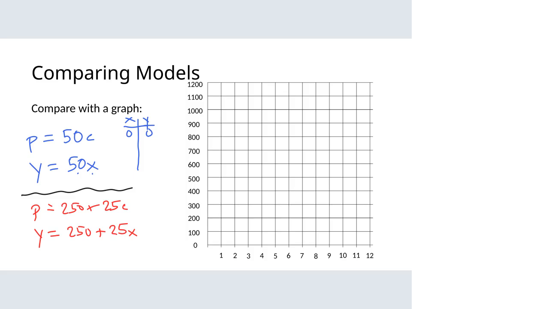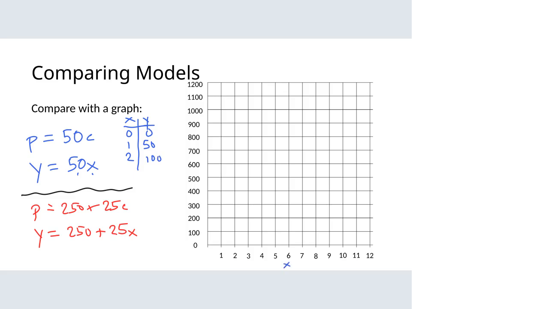And then, okay, well, what if she sells one computer? Okay, well, 50 times 1, that would be $50 of income. And what if she sells two computers? 50 times 2 would be 100. And then once we have some points, we can plot those points.